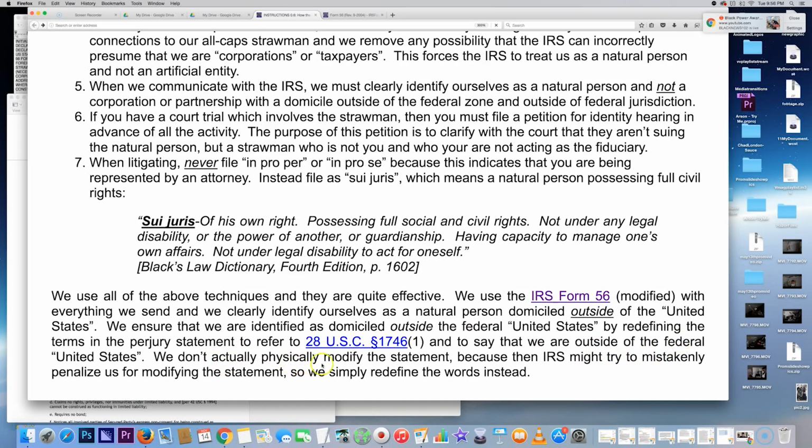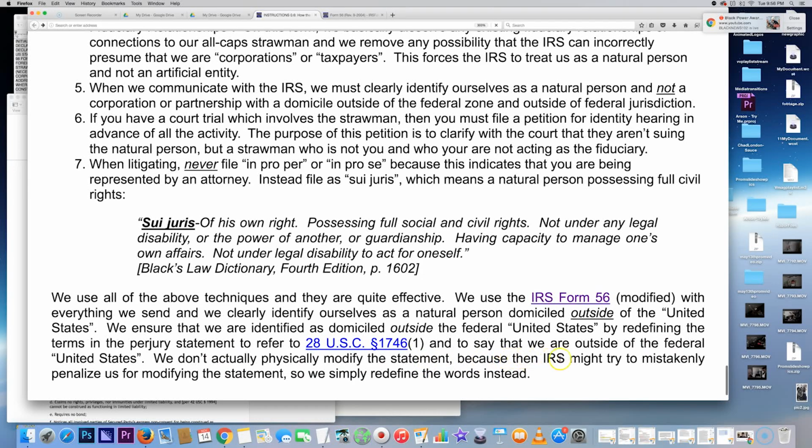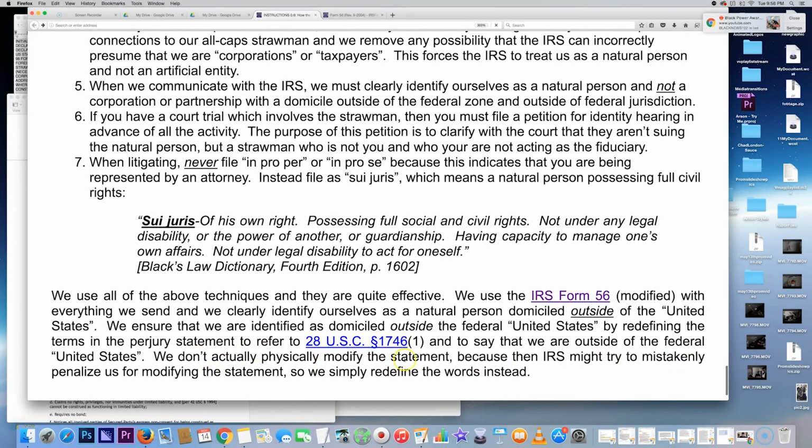We do not actually physically modify the statement because the IRS might try to mistakenly penalize us for modifying the statement, so we simply redefine the words instead.